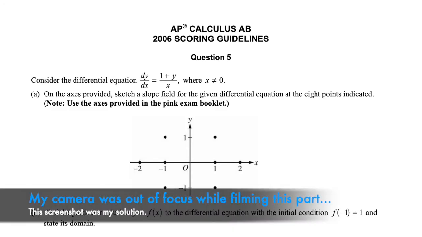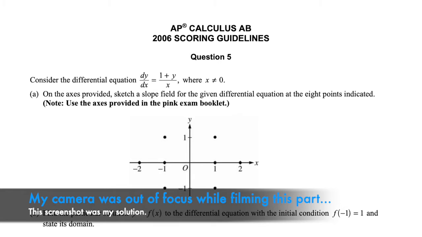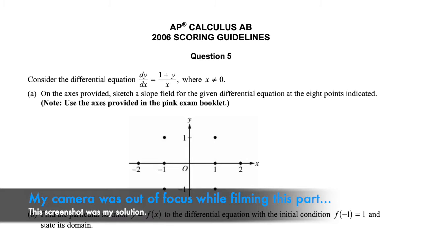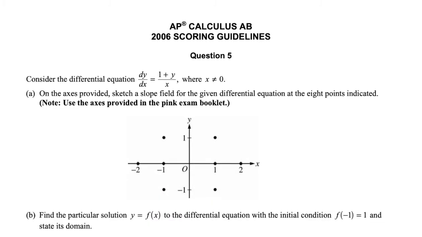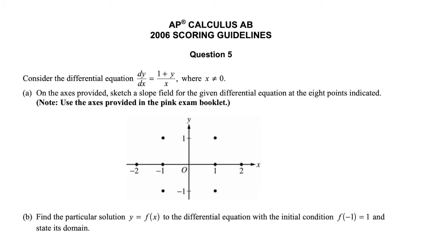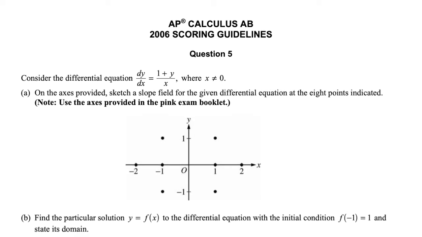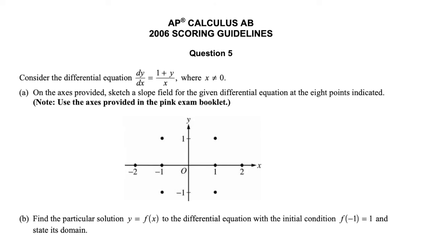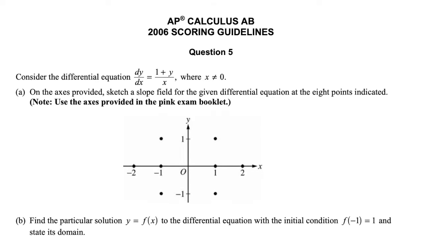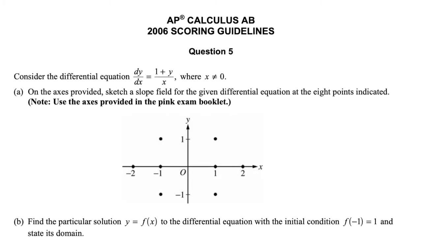Alright, so today we're talking about slope fields. I've gone ahead and drawn this in. If you were doing a traditional FRQ, this would be in your answer booklet. You'll even notice on the question, use the axes provided in the pink exam booklet. For slope fields, we're really just calculating the derivative at the given points, and since we're given an expression of our derivative, 1 plus y over x, and we know that x is not equal to 0, we'll notice there aren't points on the axis.